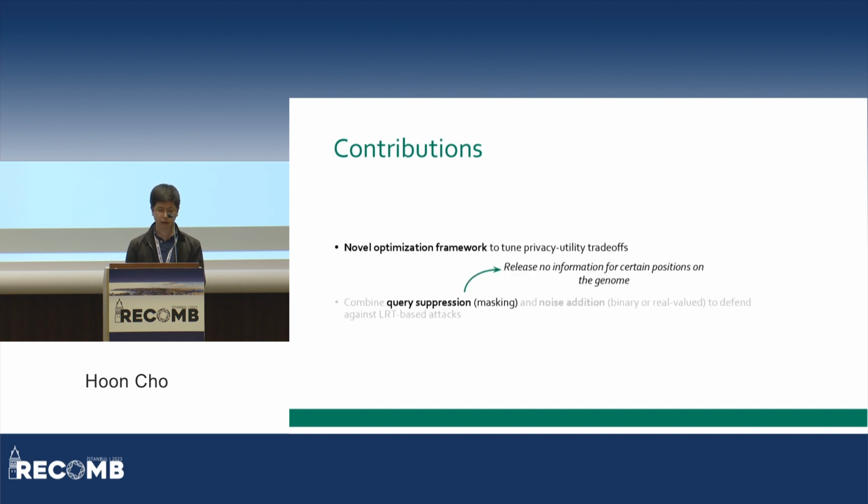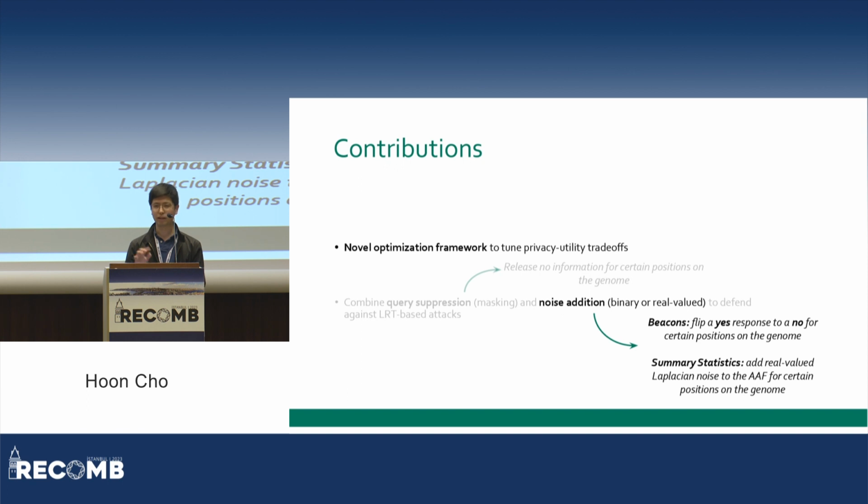Just a couple things to clarify here. So suppression here means completely withholding information about a subset of variants that are chosen for both beacon queries and allele frequencies. On the other hand, noise addition means slightly different things depending on the setting. So for beacons, the noise refers to randomly flipping the yes or no response depending on the variants that are being queried. For allele frequencies, the noise will be a real value number that's sampled from a Laplacian distribution. And this is inspired by the standard Laplace mechanism from the differential privacy literature, if you're familiar with the field.